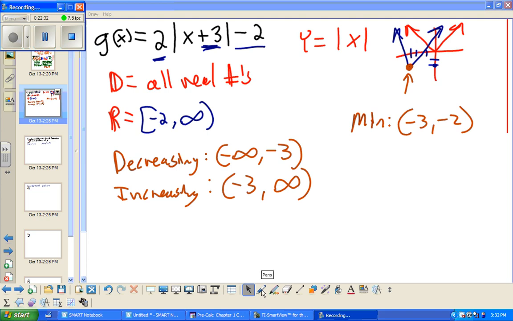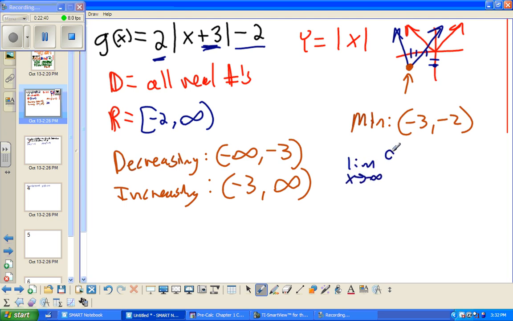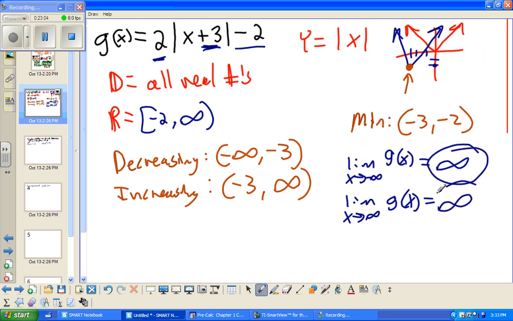For horizontal asymptotes, again, you would write down the limit as x approaches -infinity of this function. This time it's called g of x. That means what's happening as you go to the left. Well, that graph is going up, so it's approaching infinity. You'd also write down the limit as x approaches infinity of g of x. What's it doing? As you go to the right, it's increasing, so it's approaching infinity. Since neither of these are actual numbers, there is no horizontal asymptote.